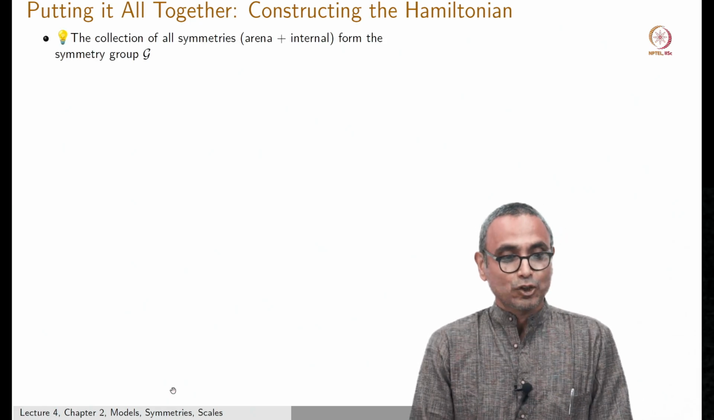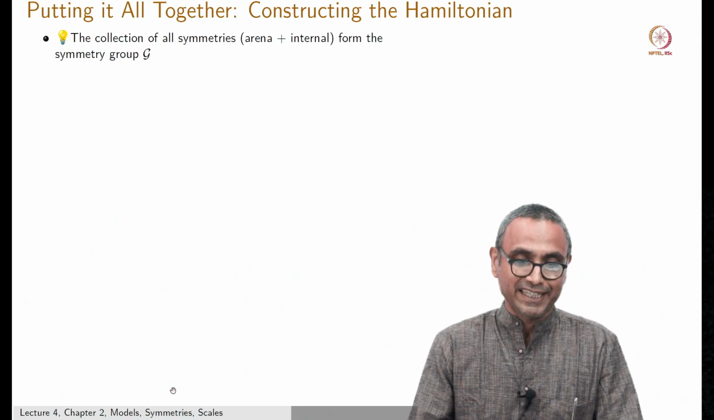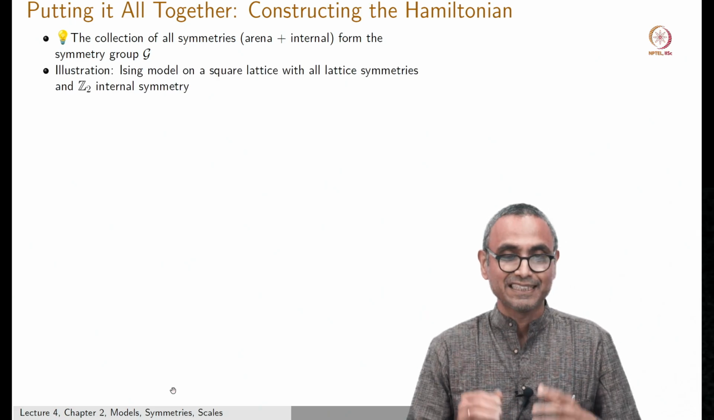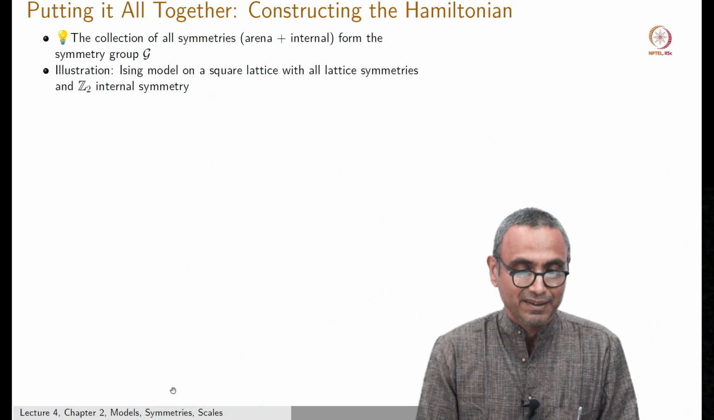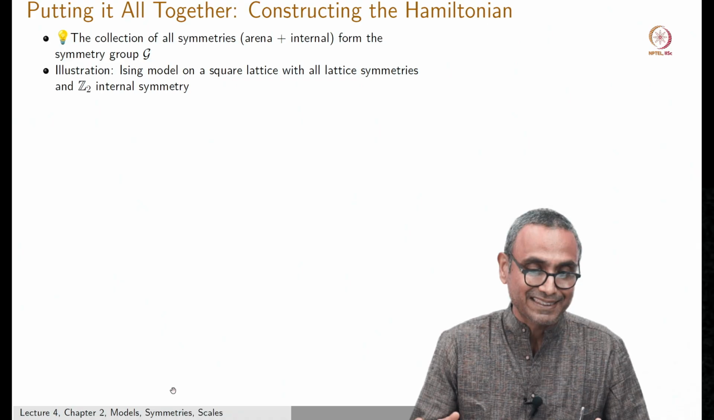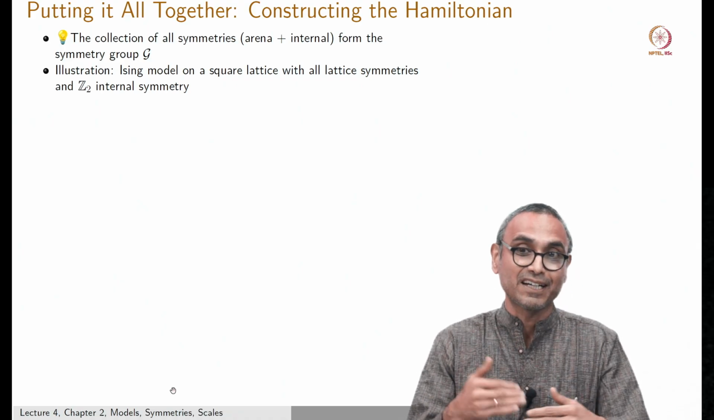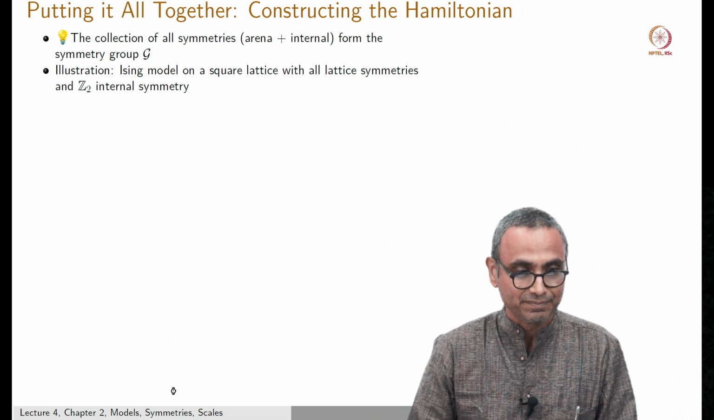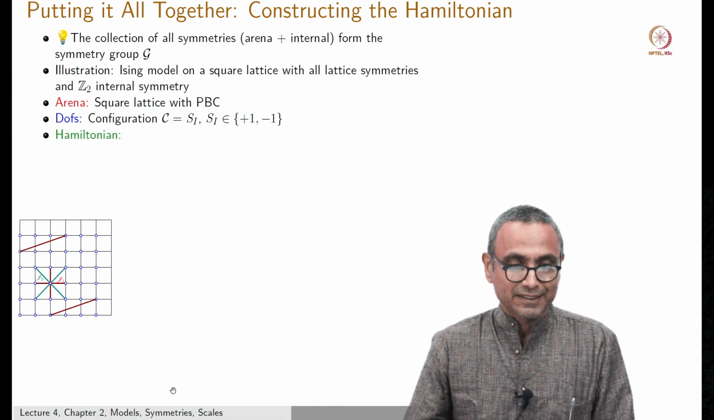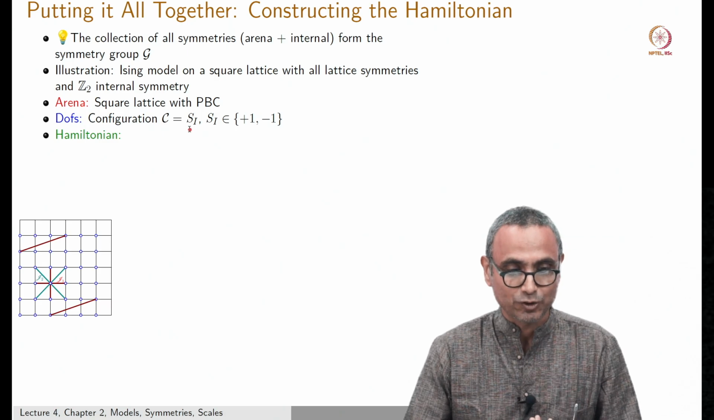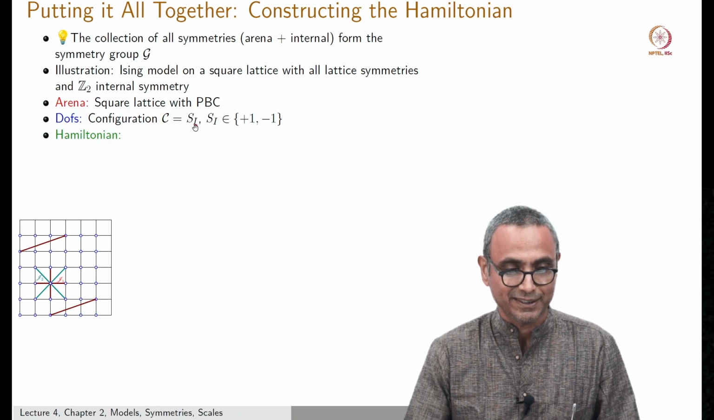Okay. So the collection of all symmetries, both arena and internal, you take them together and they form a symmetry group G. This will be the symmetry group of our system. So the symmetry group of the Ising model on the square lattice will be all the square lattice symmetries and the Z2 internal symmetry taken together. You could compose these symmetries and create new symmetries and so on. So the arena is a square lattice with periodic boundary conditions. The degrees of freedom are the Ising spin configurations. So we have chosen this Ising spin configuration here. There is a typo here, that there should be a set of all S_i.